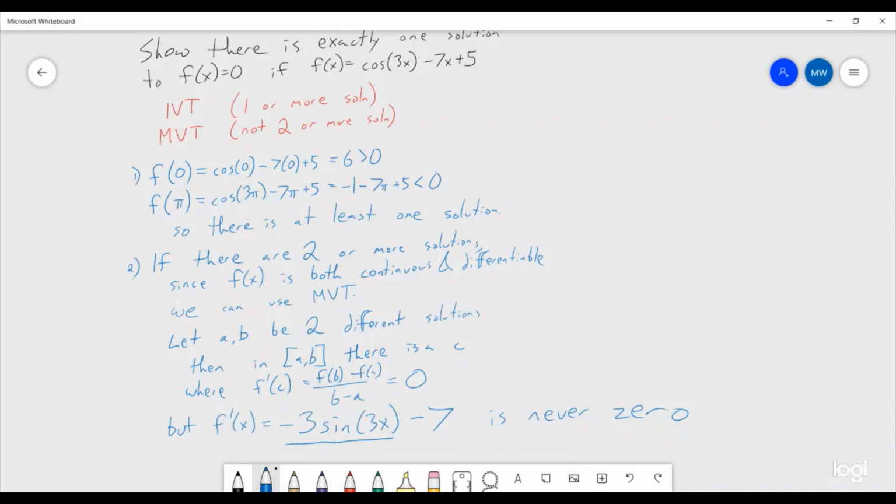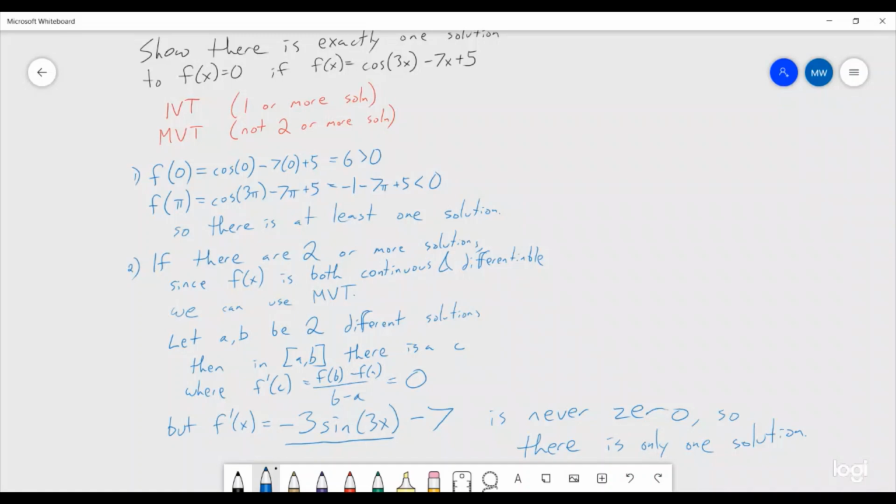So that means that this is never 0, so there is only one solution. We got a contradiction from our assumption, so that means there has to be only one solution. And that is how you would approach any of these sorts of problems.